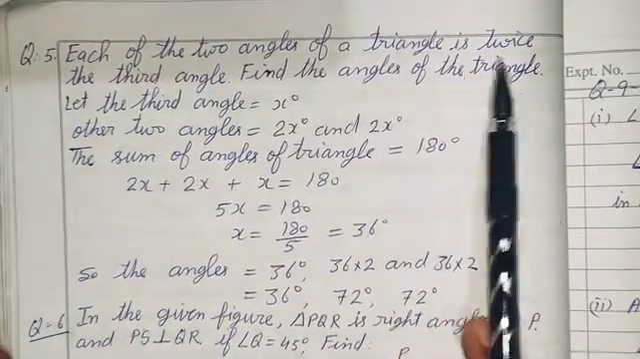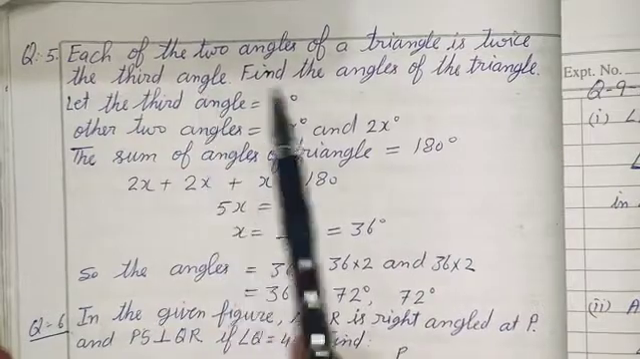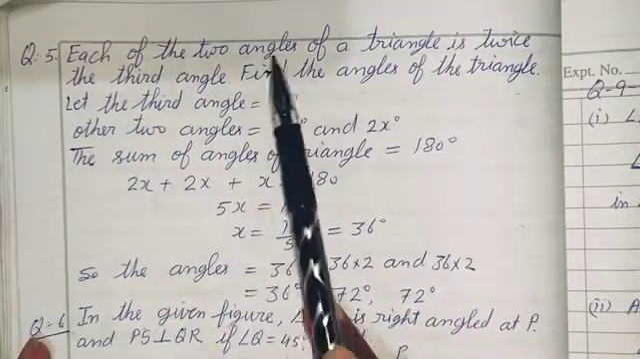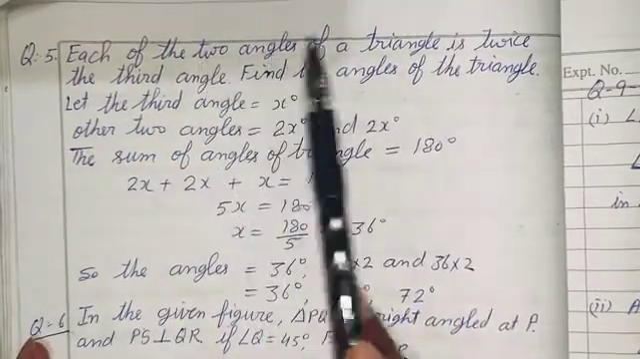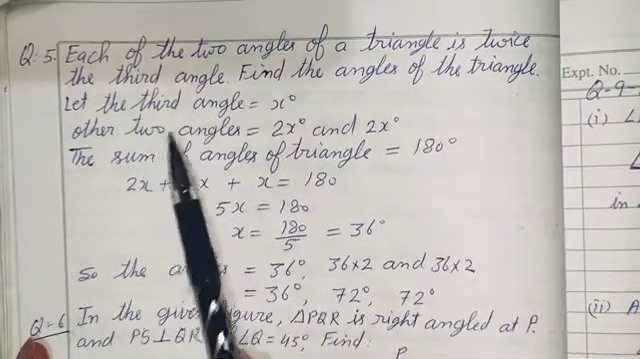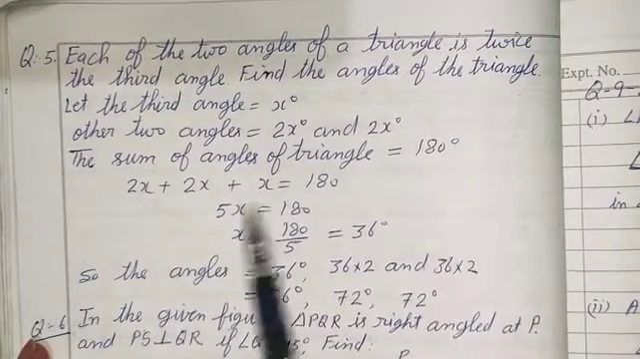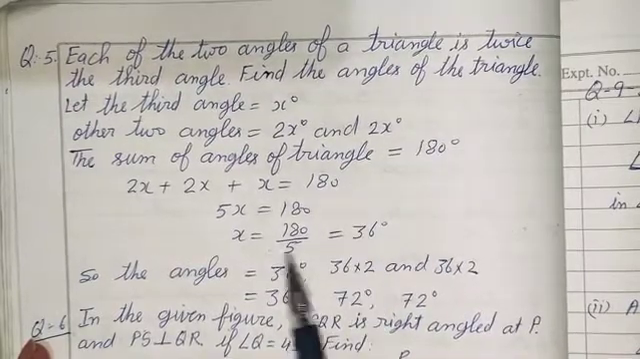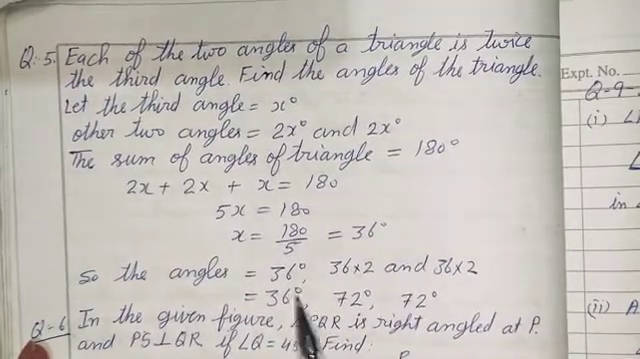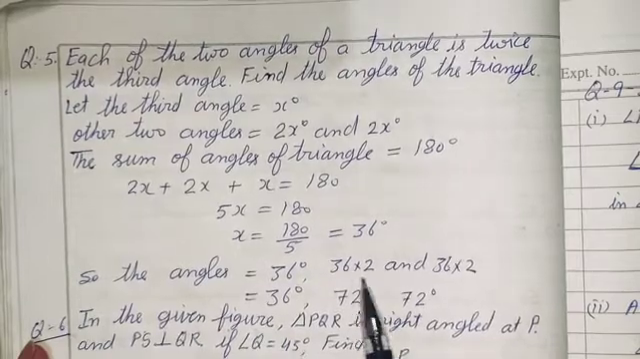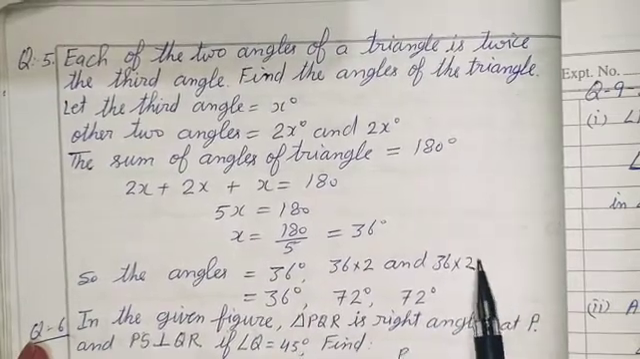Each of the two angles of a triangle is twice the third angle. Find the angles of the triangle. It is given that two angles of a triangle are twice the third angle. So let the third angle be x, then the two angles will be 2x and 2x. The sum of the angles is equal to 180 by the angle sum property. x equals 36. So the angles are 36, 72, 72, because we take twice the angle x to find the other two angles.